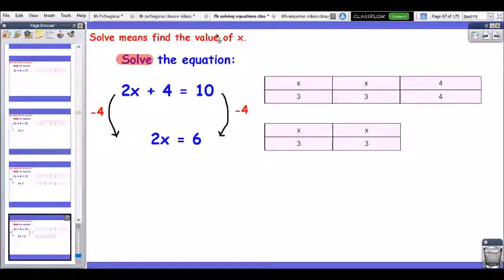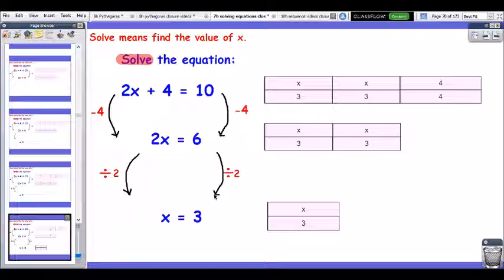But I want to find x. I'm not interested in 2x, let's find x on its own. So to get from 2x to 1x, I need to divide the left-hand side by 2, so I've halved it. Okay, so halving the other side, 6 divided by 2 gives me 3.